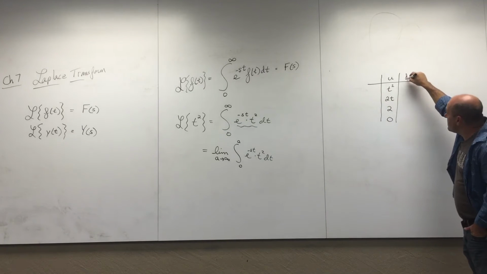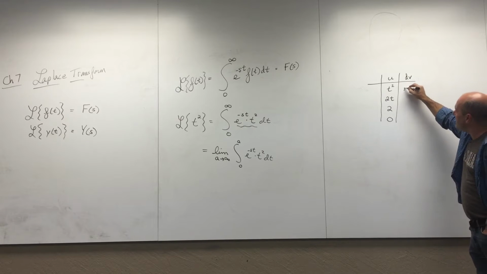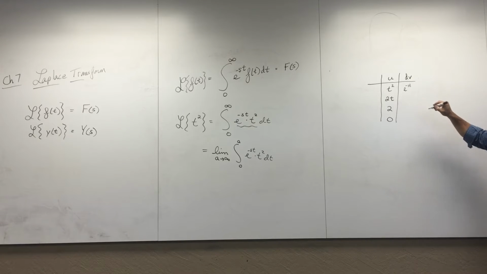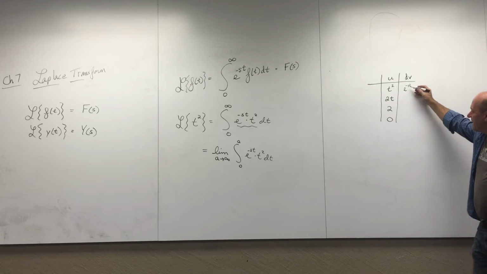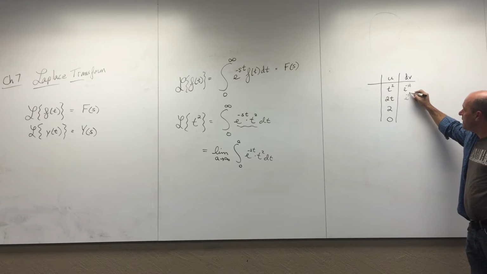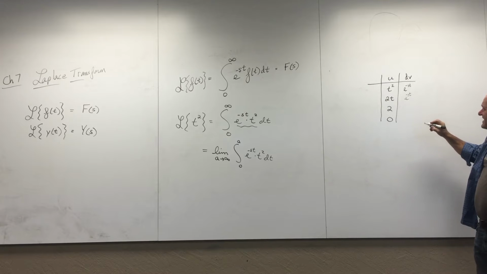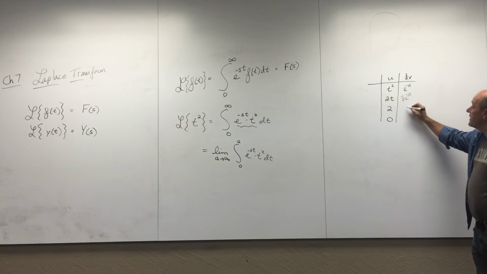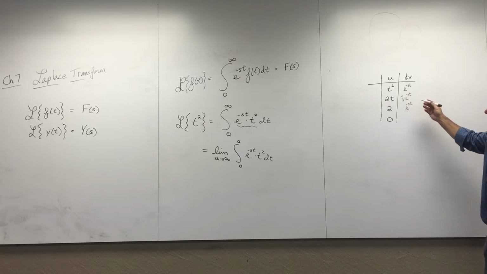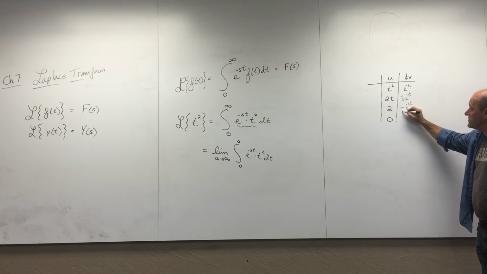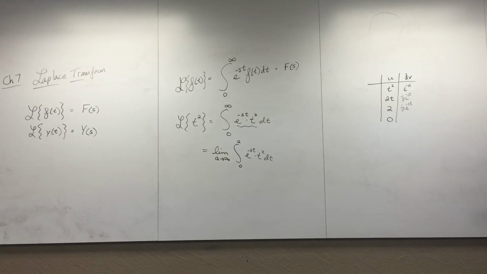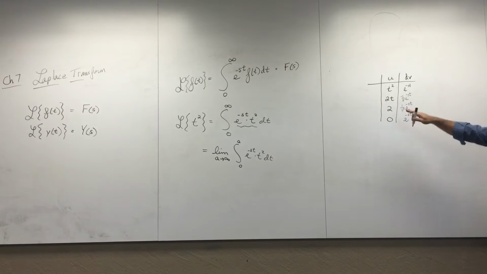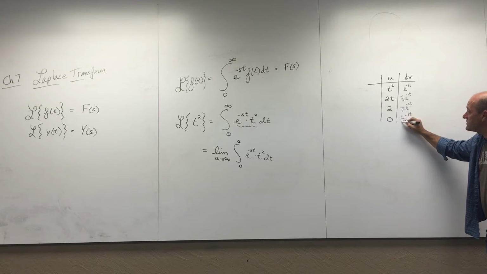And then I need dv. The dv is e to the negative st. Technically, each step here you're integrating. When you integrate e to the negative st, it should just be itself, but it spits out a negative 1 over s. Do it again. It's itself, and it spits out another negative 1 over s, so a positive 1 over s squared. Do it again. It's itself, e to the negative st, and it spits out another negative 1 over s, negative 1 over s cubed.